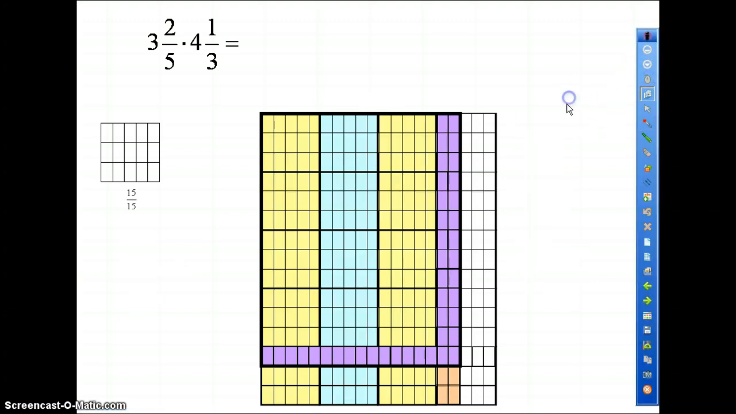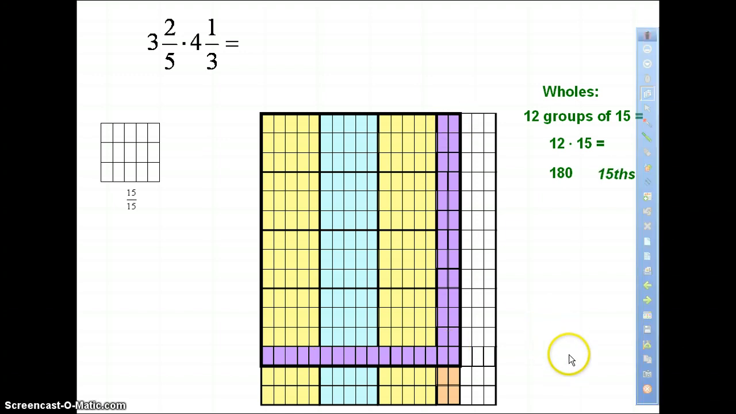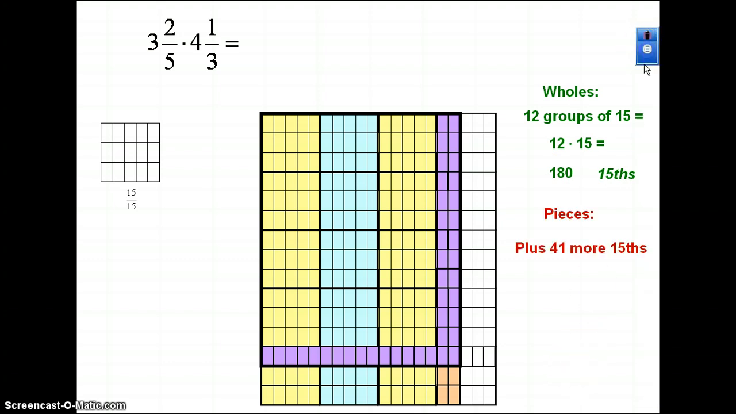Let me show you what that looks like. Whoa, there we go. Here's 15 and here's 15 and here's 15, 15, 15, 15, 15, 15. I've got 12 boxes with 15 pieces in it. So those holes, I've got 12 groups of 15, which means 12 times 15, which is 180. And these pieces down the side here, I have 41 more 15ths.